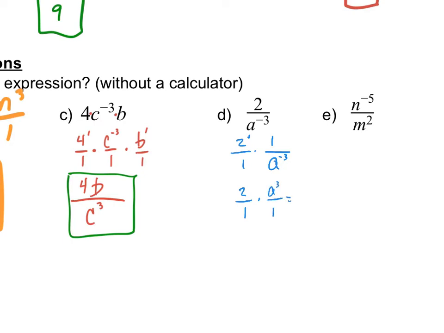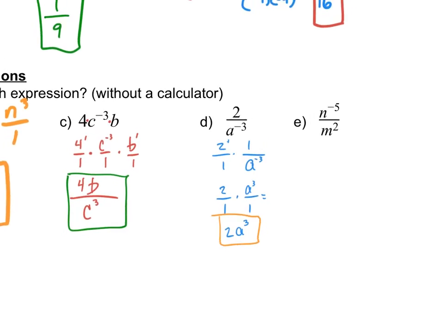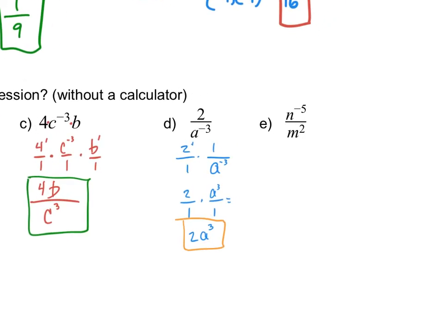So now I have positive exponents, and I can just rewrite that expression as 2a to the third over 1, or, of course, anything is understood to be over 1, and there you go. We have 2a to the third as our simplified expression. And doing the same here with e.